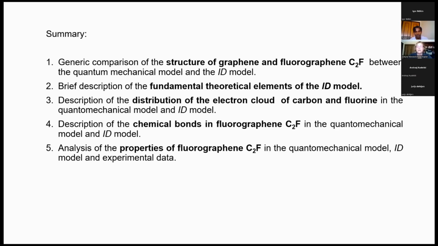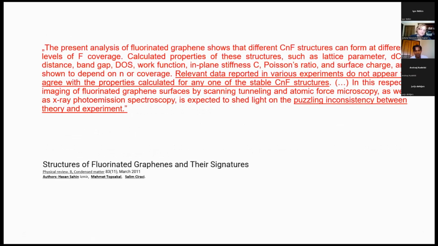This is the summary: a generic comparison of the structure of graphene and fluorographene between the quantum mechanical model and the ID model; a brief description of the fundamental theoretical elements of the ID model; a description of the distribution of the electron cloud of carbon and fluorine in both models; a description of the chemical bonds in fluorographene in both models; and last, an analysis of the properties of fluorographene in the quantum mechanical model, the ID model, and experimental data.